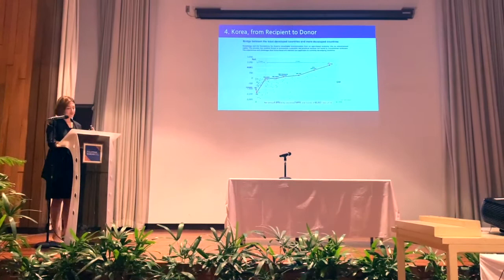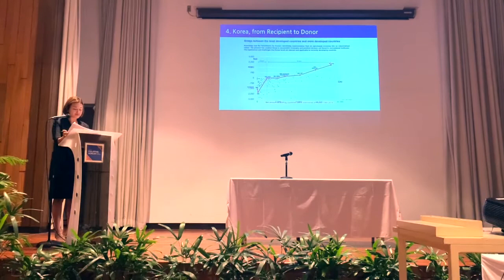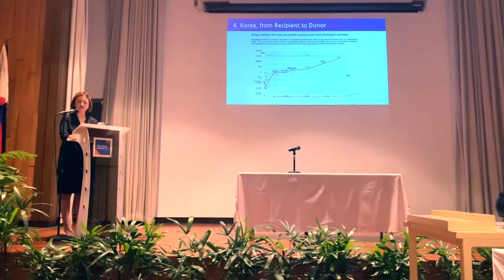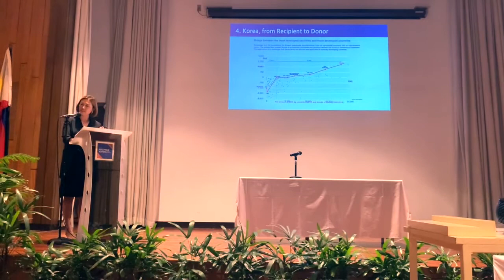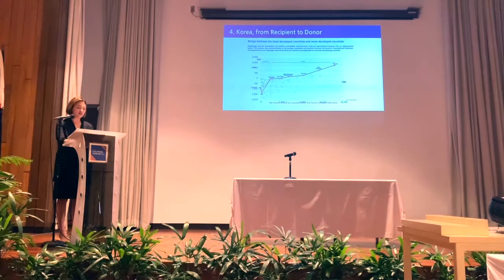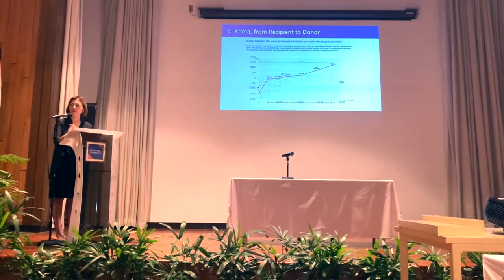Korea transformed after World War II from an aid recipient country to a donor country. As mentioned yesterday by Professor Shin, the U.S. Embassy building in Seoul was built by official aid from the Philippines in the 1960s, 70s. But Korea has now become a member of the OECD Development Assistance Committee, DAC, as the 24th member country in 2010, thanks to the aid provided by the international community, including the Philippines.